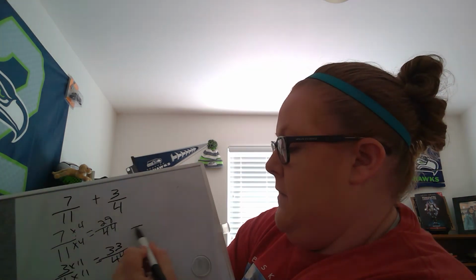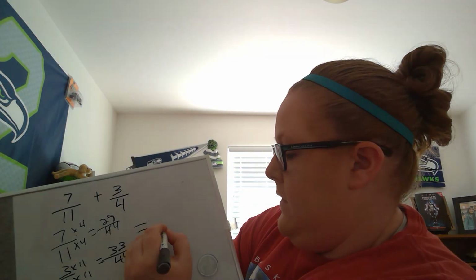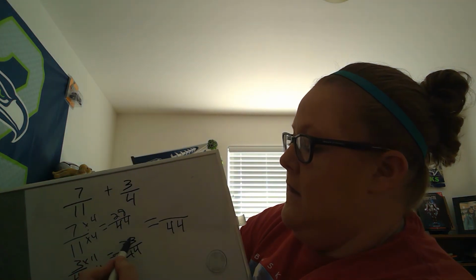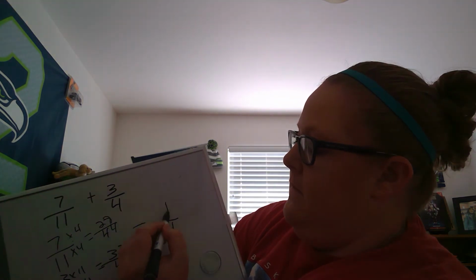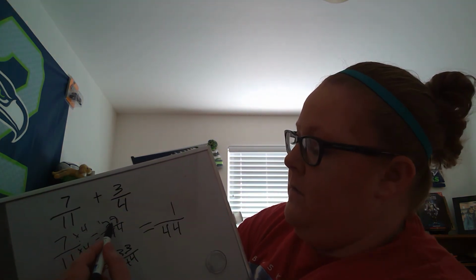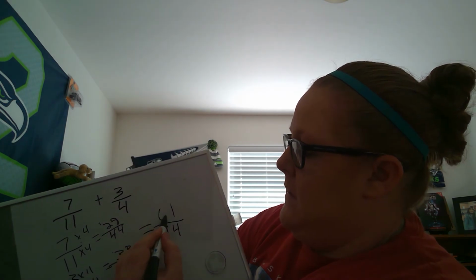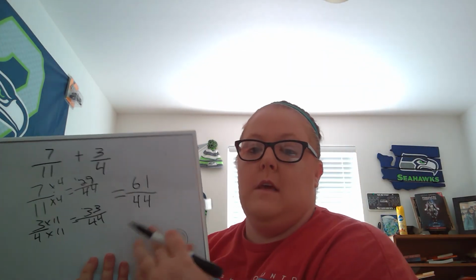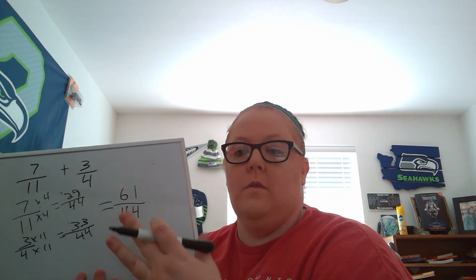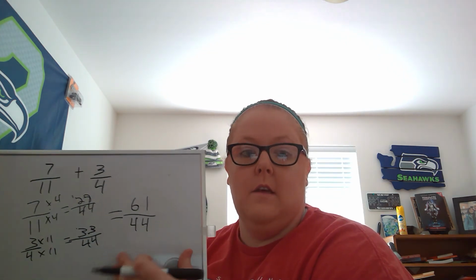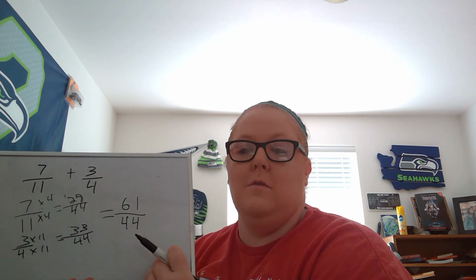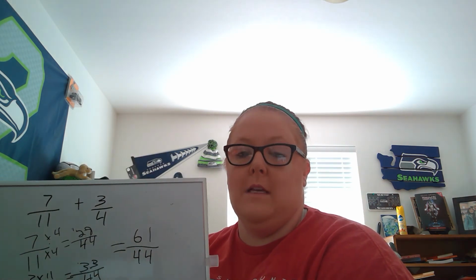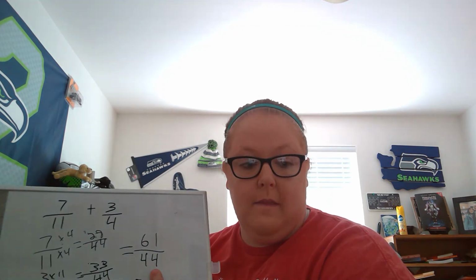Okay, now I need to add it. So what's our bottom number? 44. Very good, guys. Top, what's 8 plus 3? 8, 9, 10, 11. Carry my 1. 1, 2, 3, 4, 5, 6. 61. Okay, we have not practiced making this into a mixed number, so for right now that's what we'll just leave it as. Next steps will be subtracting and simplifying, so this would be a mixed number, but right now we'll just leave it at this.